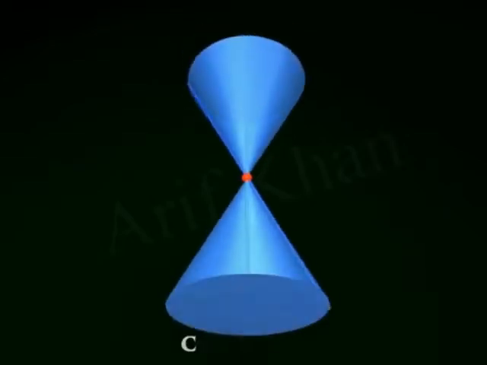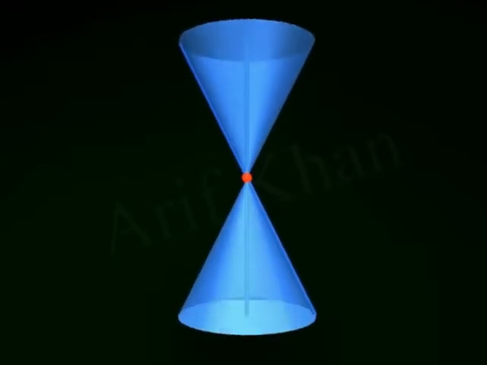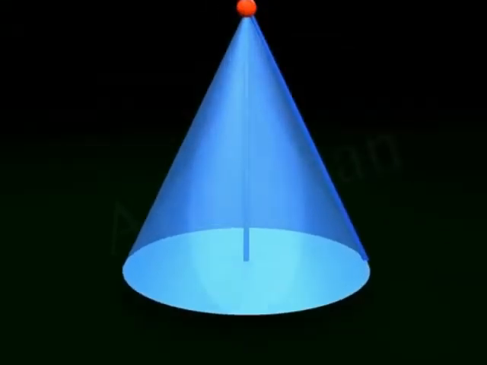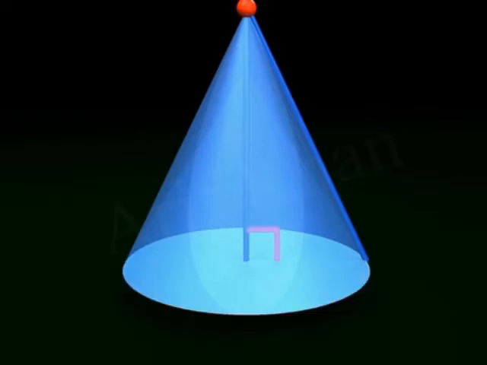A right circular cone has a circular base, and its axis is always the perpendicular line from the center of the base to the vertex. The perimeter of the base is called the directrix. The lateral surface of a right circular cone is called a nap.